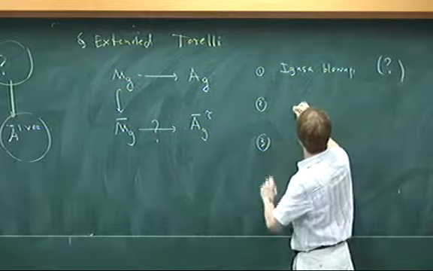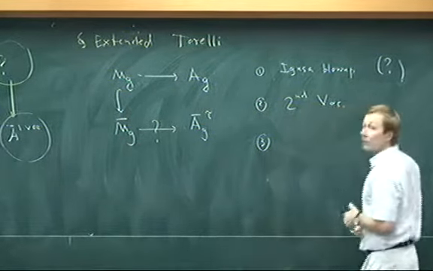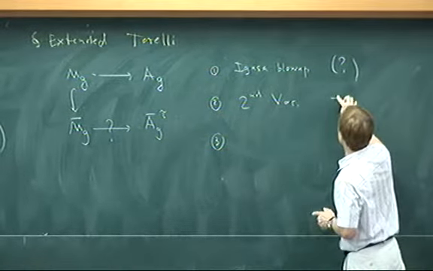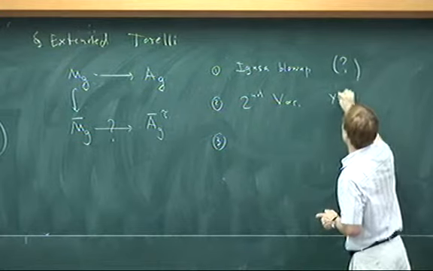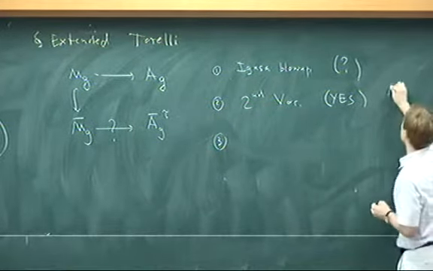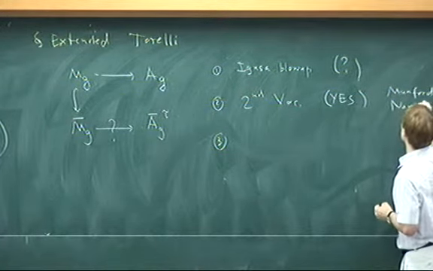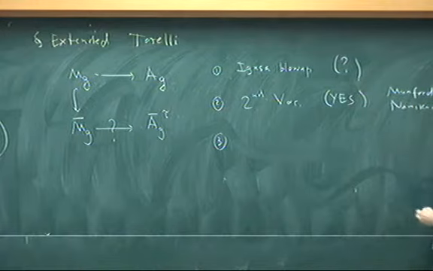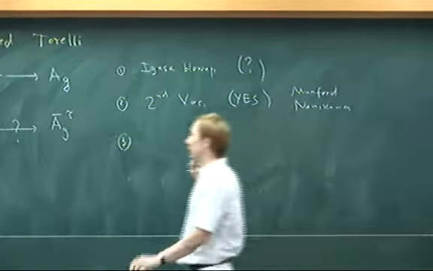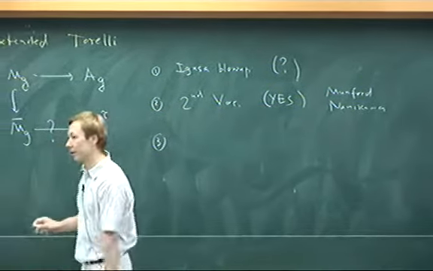Now, for the second Voronoi, again from the 70s or 80s, the answer is yes. This map can be extended, and this is due to Mumford, and it's written up in a paper of Namikawa. What is the proof? Let me say briefly.